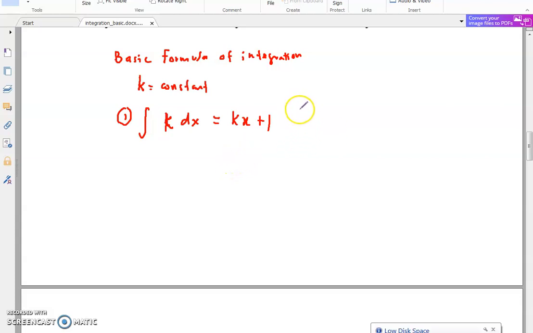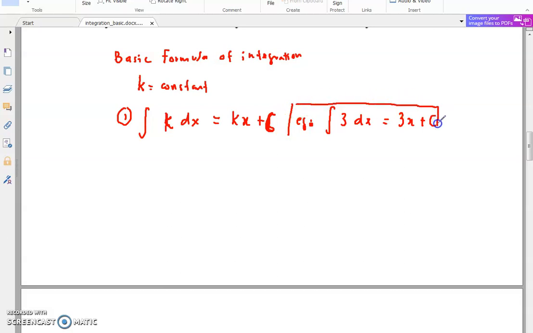For example, we are going to see a simple example here. Let's say we try to integrate k, now 3, since 3 is a constant number, with respect to x. So we are going to get the answer kx, so it will be 3x plus c. This is supposed to be c, not 1, so I'll try to amend it. Okay, this is the example for the first formula.